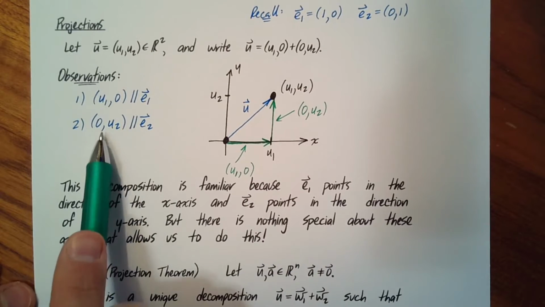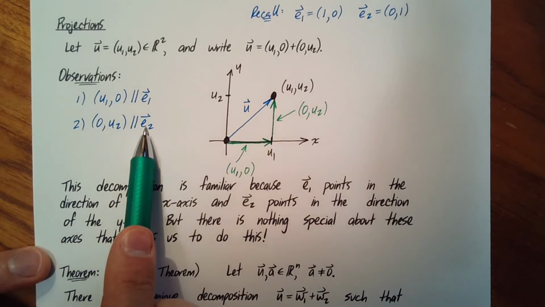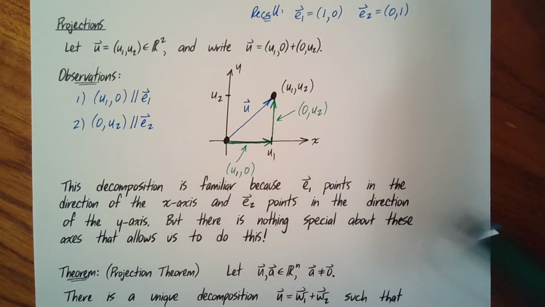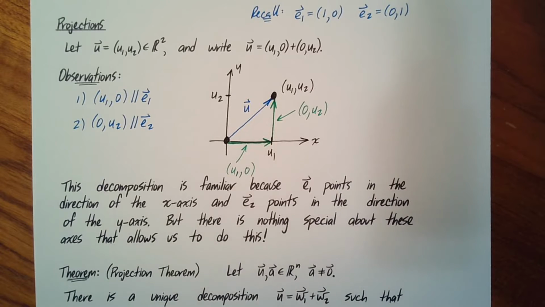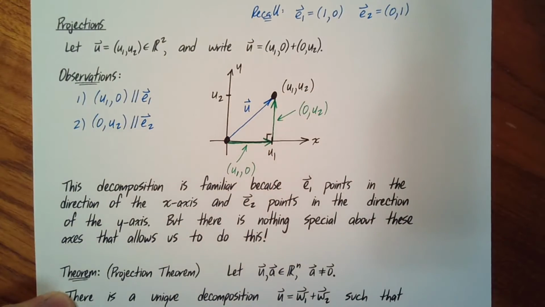And to say that the second vector, 0, u2, is parallel to the standard basis vector e2 is really just saying that it points exactly in the direction of the y-axis. And we can actually phrase both of these observations without even mentioning the second standard basis vector e2, and we won't be having any less information. By the way, I forgot to draw it, but there would be a right angle there.